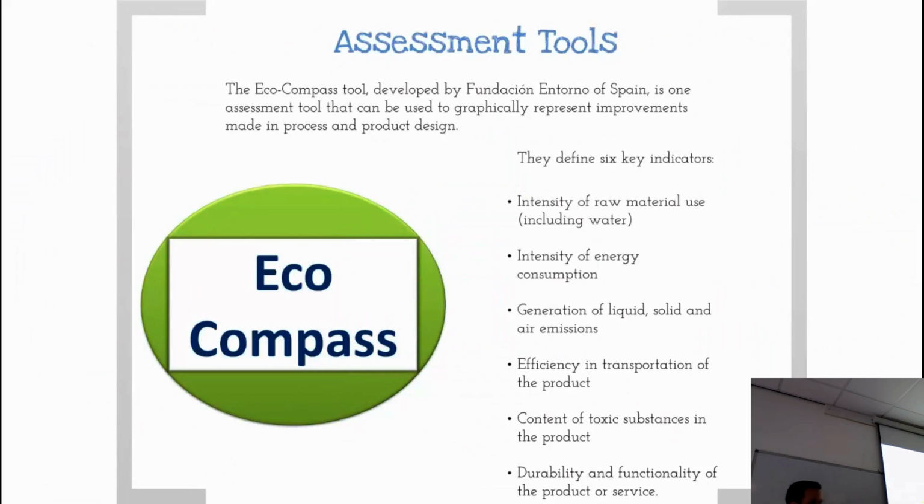Some of the tools you can use. This is EcoCompass. It was developed by Fundación Entorno of Spain, and it's available on the WBCSD website. This is the World Business Council for Sustainable Development, a group of businesses that get together to come up with new services and products and ways of helping to improve sustainability in projects. And this is mostly used on product design.